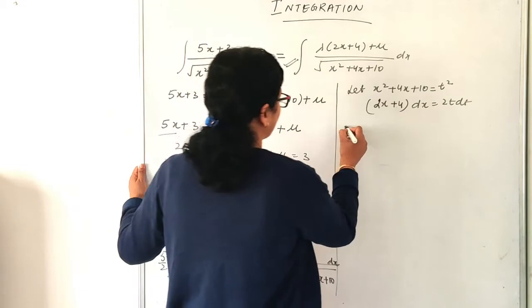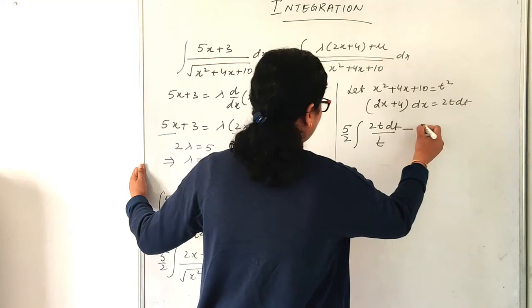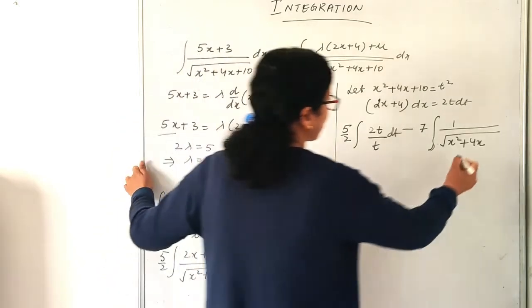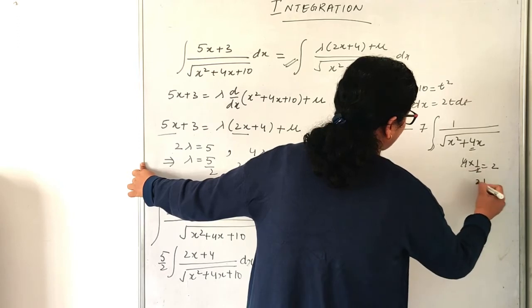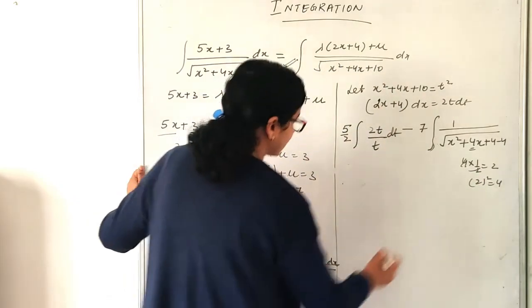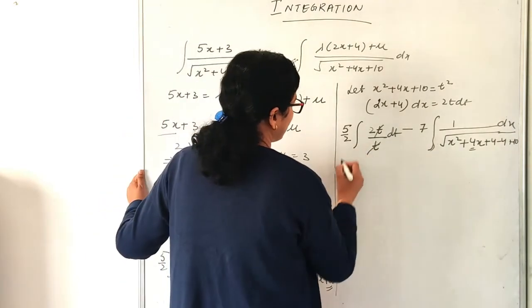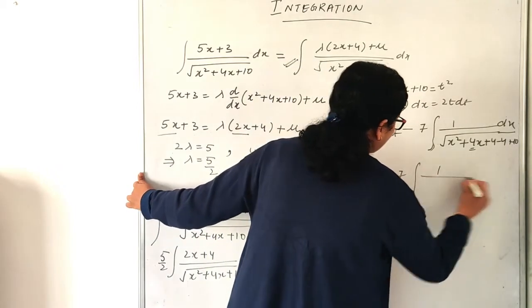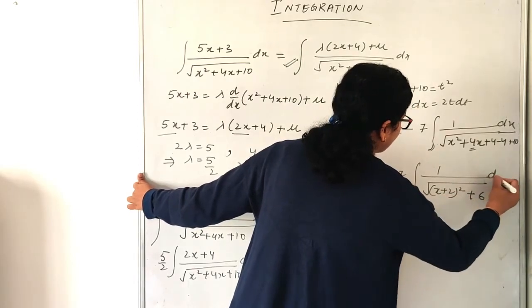So let us substitute integration 2t dt by t, minus 7 root x square plus 4x, right? So what is the coefficient of x? 4 multiplied by 1 by 2. So we are getting here 2. Square that 2. You are getting 4. So plus 4 minus 4 and what is the number over here? Plus 10. So write plus 10 as it is. Okay, and dx. Correct? So now this can be cancelled out. So you are left with 5 integration dt minus 7. This can be written as under root x plus 2 whole square plus 6 dx.